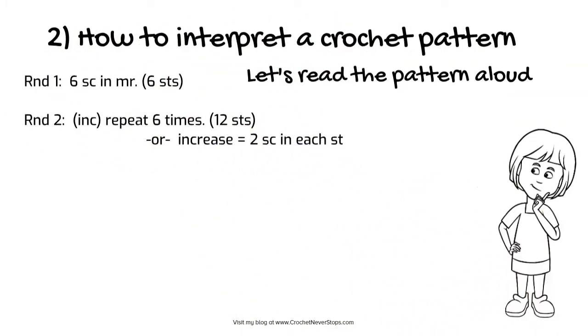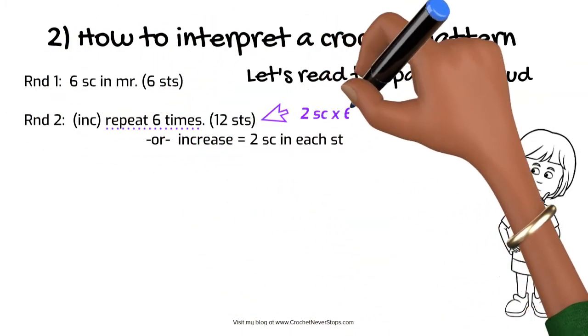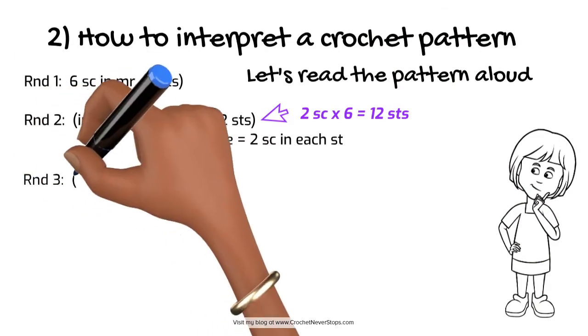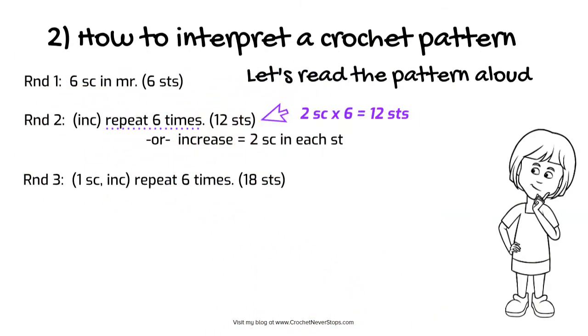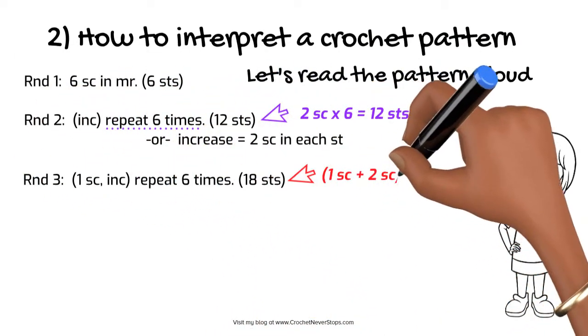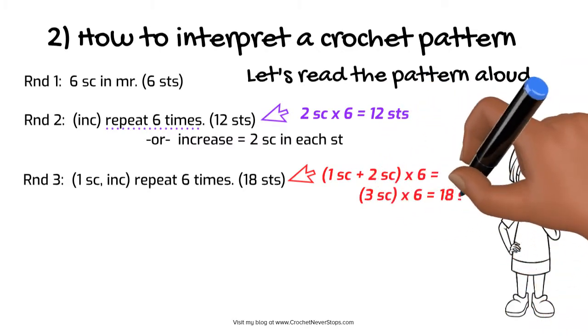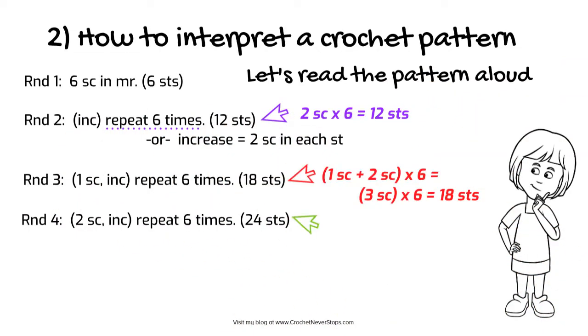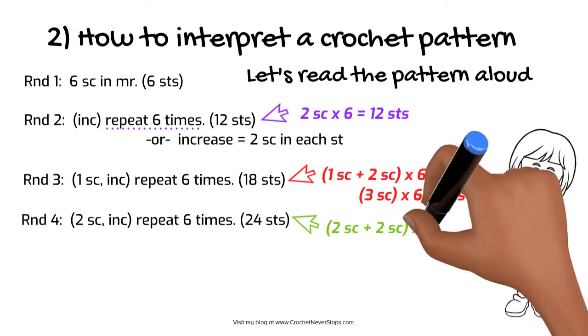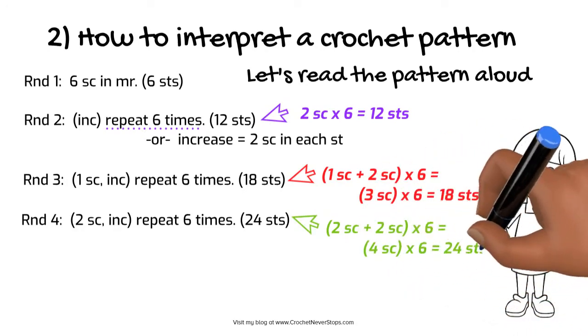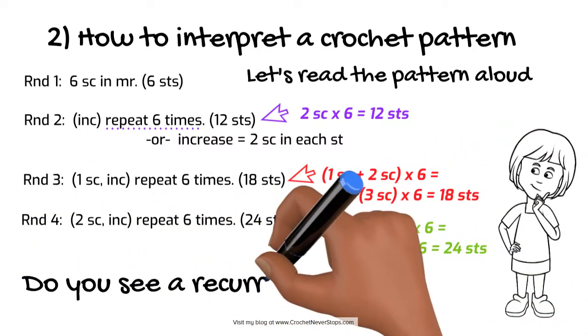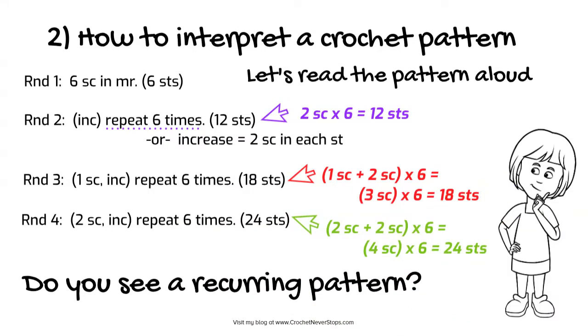Let's read the pattern aloud. So for round 2, 2 single crochet times 6 equals 12 stitches. Round 3, 1 single crochet plus increase times 6 equals 18 stitches. Round 4, 2 single crochet plus 2 single crochet, which is 4, times 6 equals 24 stitches.